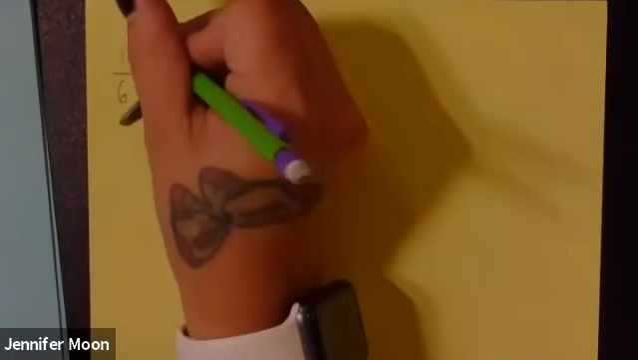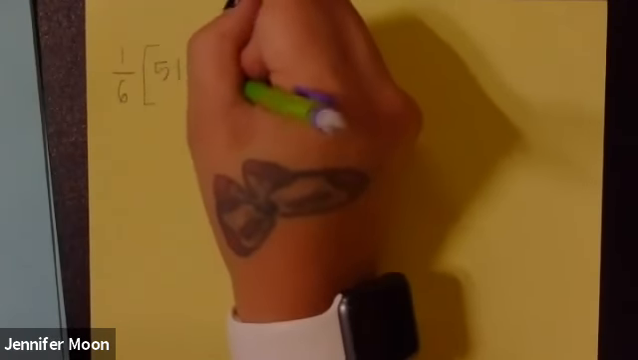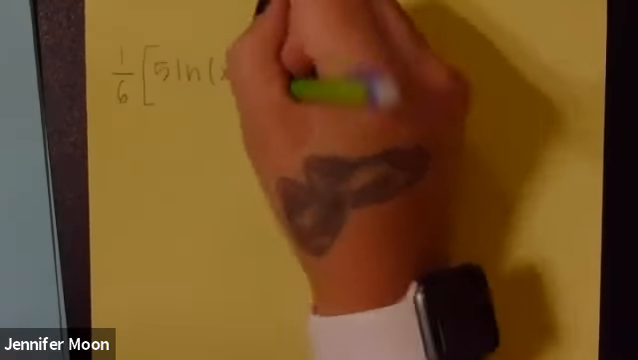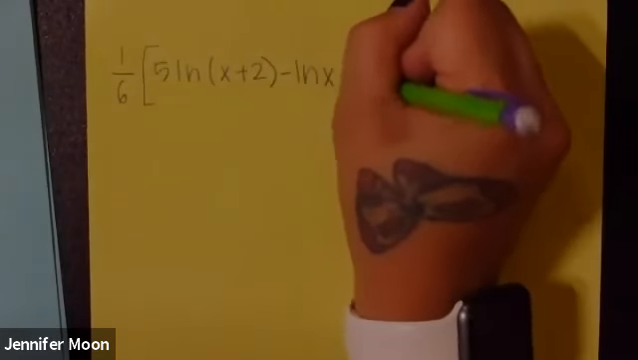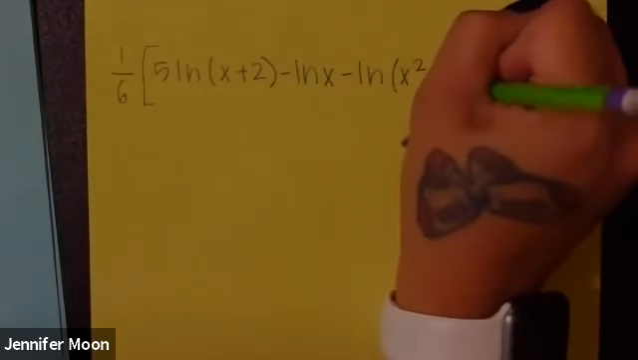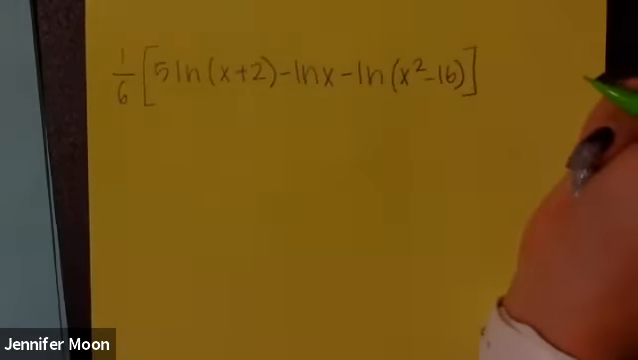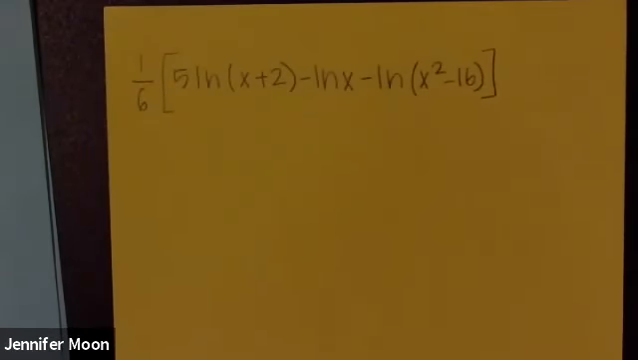1/6. And then say you have a bracket, 5 natural log open, x plus 2 close, a negative natural log x, a negative natural log open, x squared minus 16 close, and then close your bracket. So already like that problem's all over the place, right?